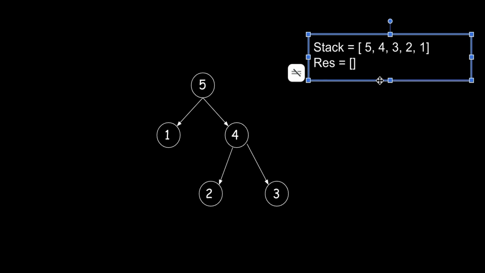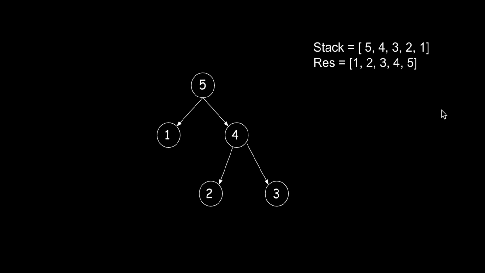So now if you have to pop it up from this and you use the normal stack pop function, so first 1 will get popped, after that 2 will get popped, after that 3 will get popped, then 4 will get popped, and then finally 5 will get popped. And that's your post order traversal. That's the output you want.